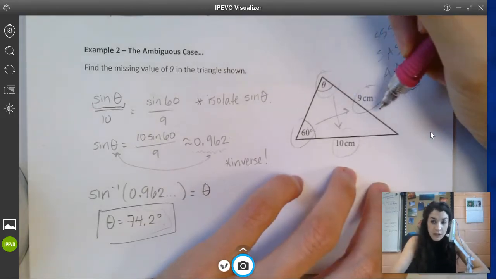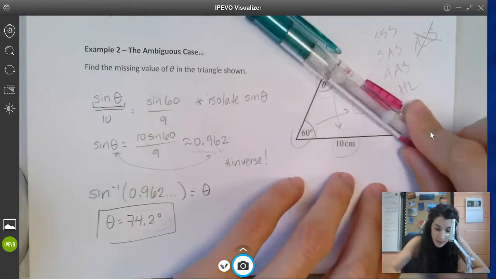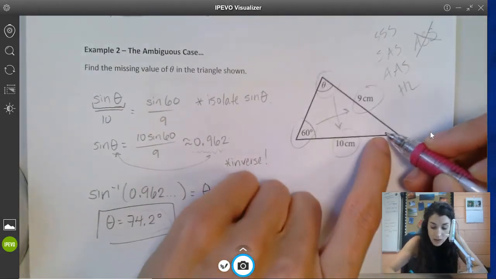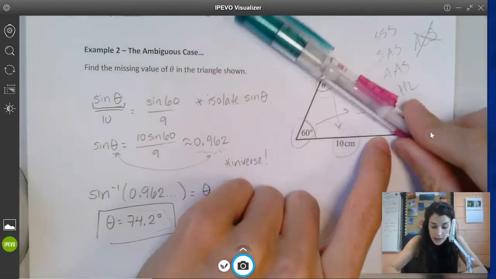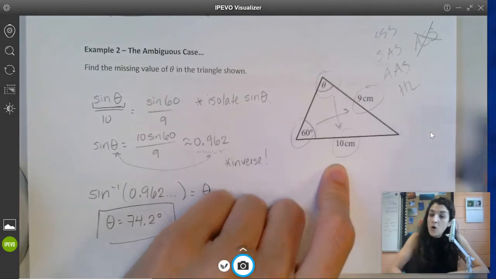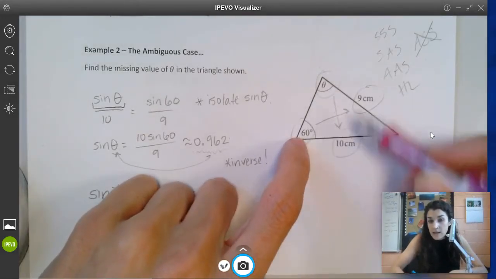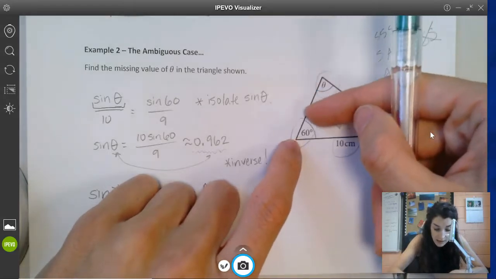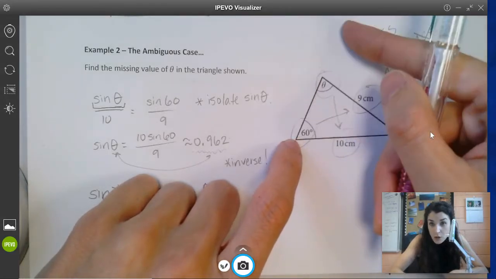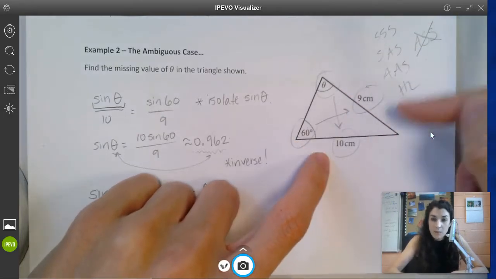I could, if I wanted to, have this side moved because that angle is not solidified. That angle could be anything. That angle could be this, that angle could be this, that angle could be this. I don't know what that angle is. The only thing that is solidified is this angle next to this side. And similarly, this side length could be shorter or it could be longer. There is one other way to build this triangle with this information.